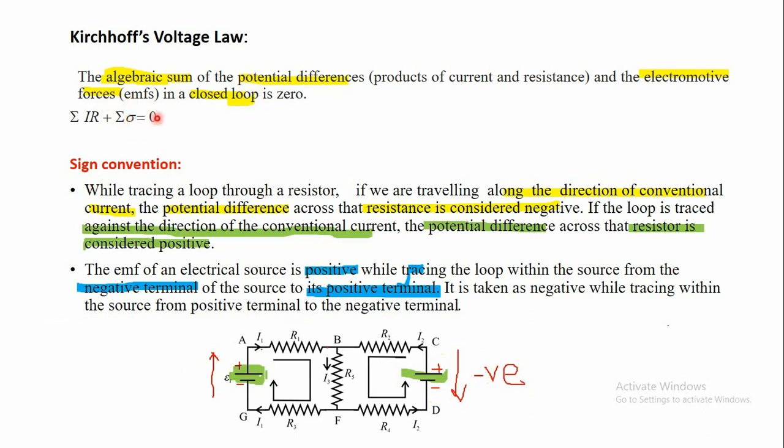So summation E, you see here now, summation E in the formula that you see. We will have to put the sign of EMF, and when you cross the circuit from negative to positive, you take it as positive. When you cross the circuit from positive to negative, you take it as negative.